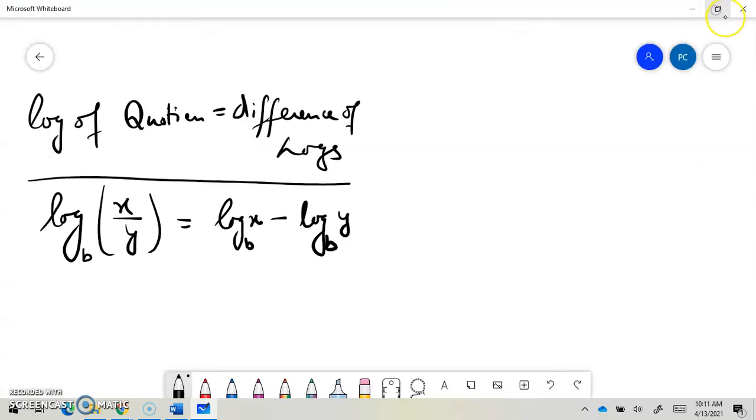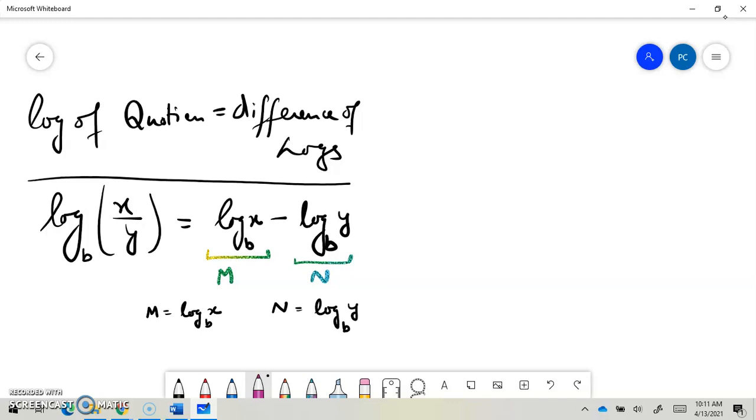Now this property can also be easily proved with the same method. Let's name this number m and this number n. So we have m is equal to log of x with base b and n is equal to log of y with base b. This is a log form equation which can be converted into exponential easily. What does this statement mean? That b should be raised to m to get x. Similarly, b should be raised to n to get y. So we have b raised to power m is equal to x, b raised to power n is equal to y.